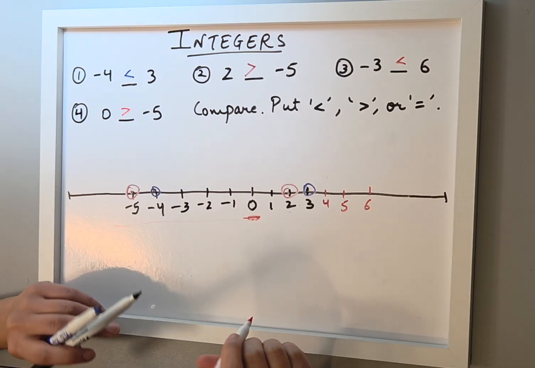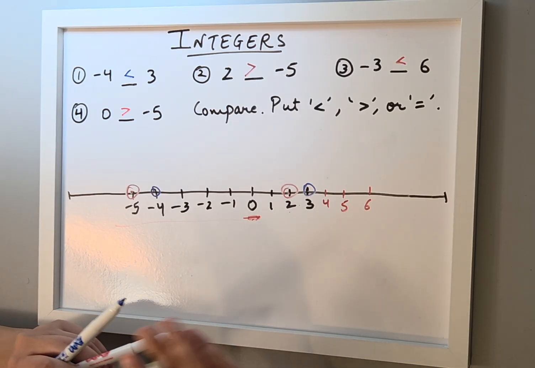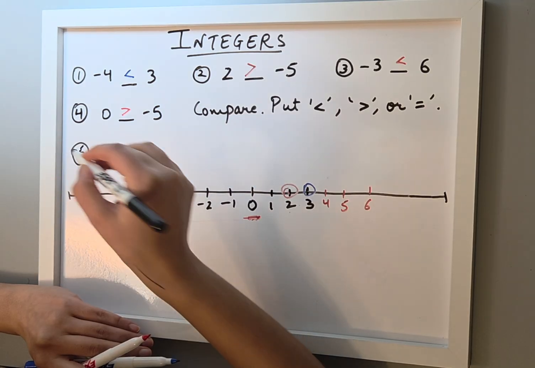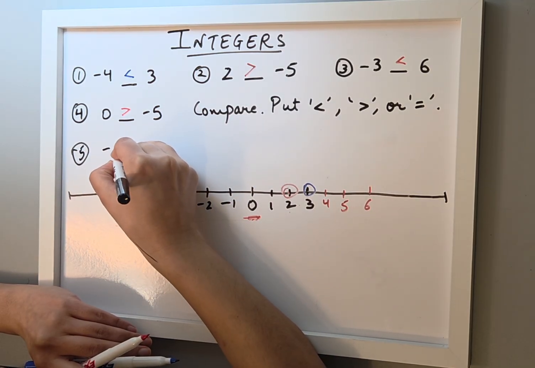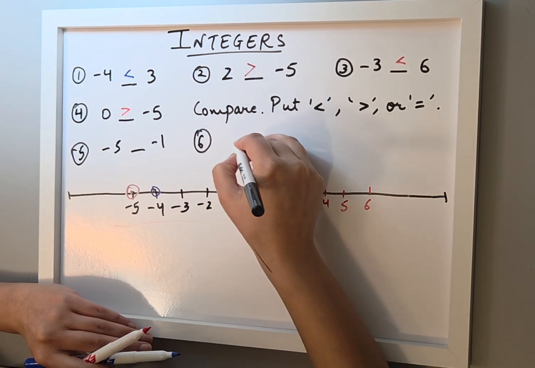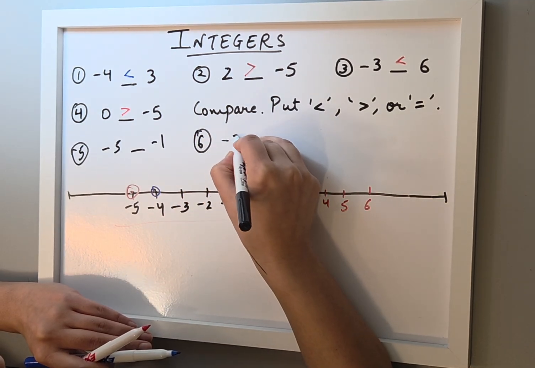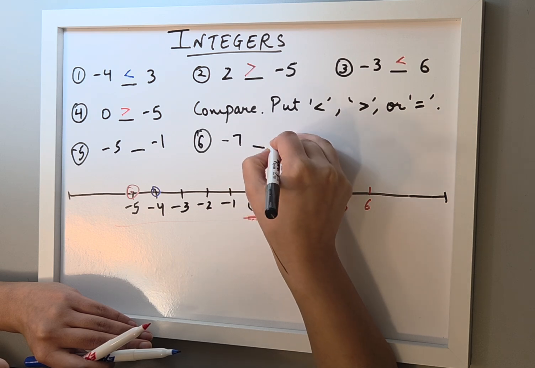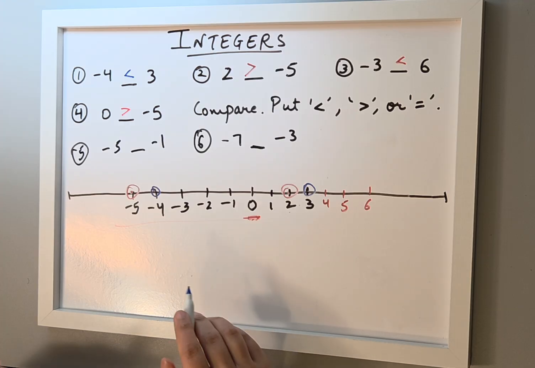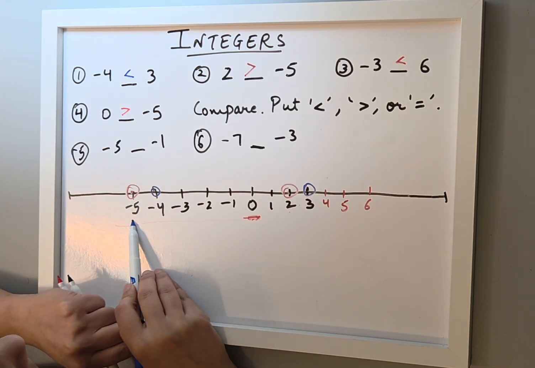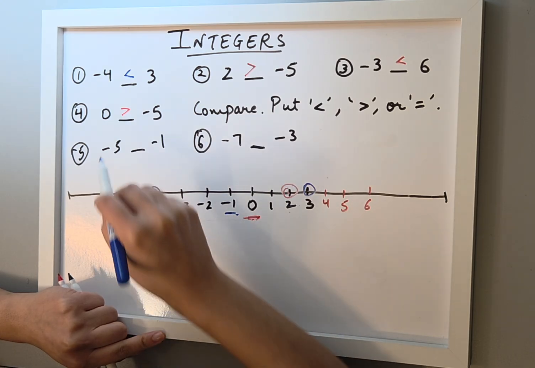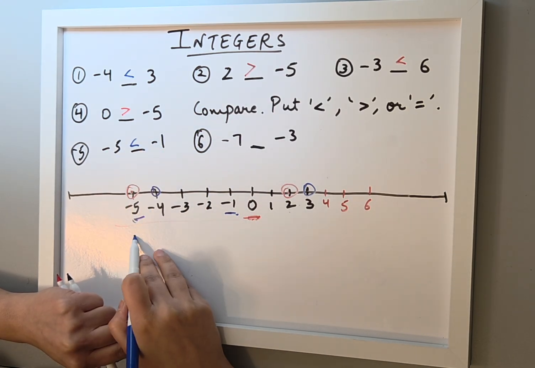Let's try to do some comparison among the negative numbers. So let's say -5 and -1. And let's do maybe -7 and -3. Let's try to compare these. So -5 is here and -1 is here. So -1 is on the right, so -1 will be greater than -5.